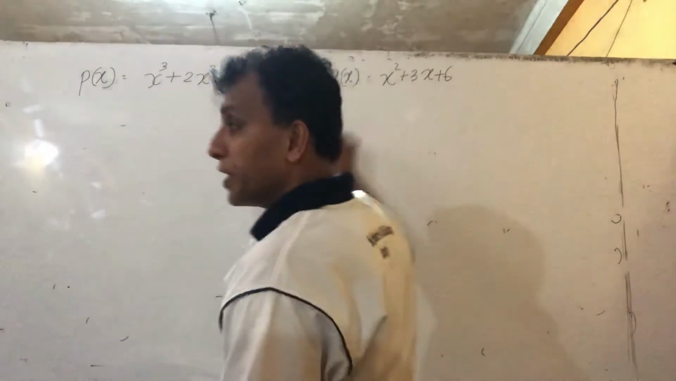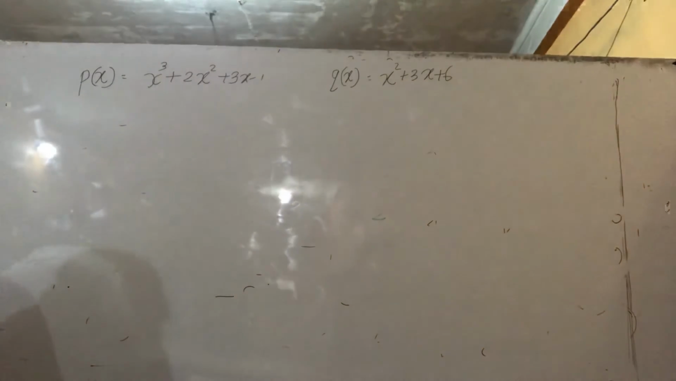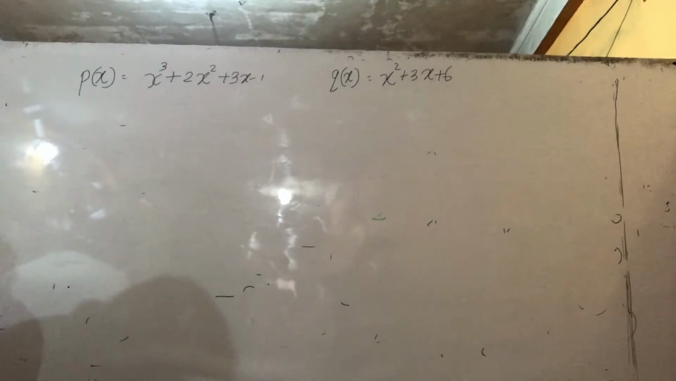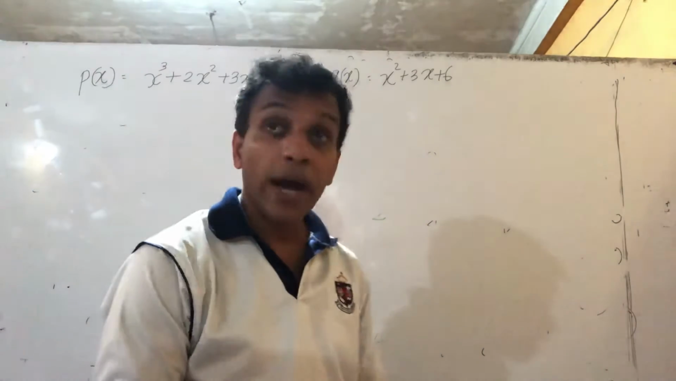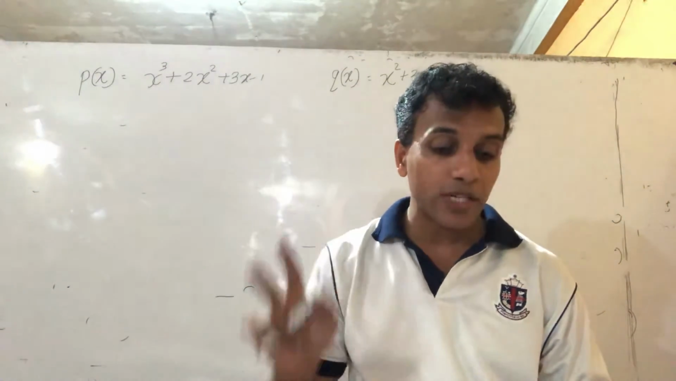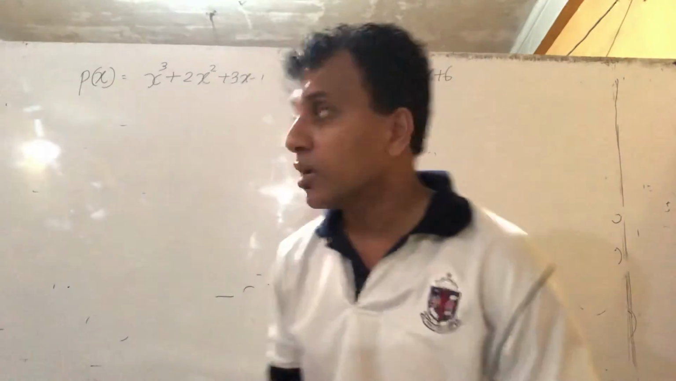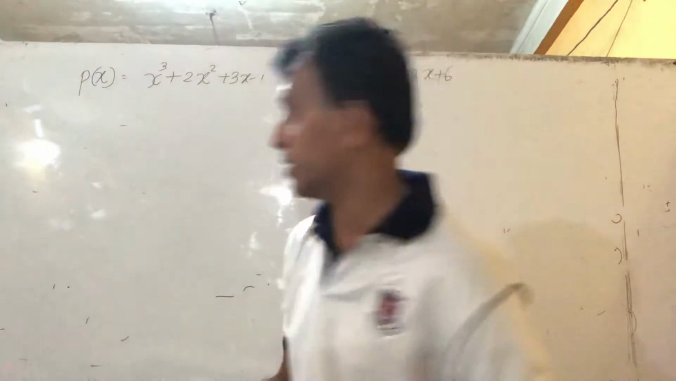This is a quadratic polynomial. That's a cubic polynomial, right? They said clearly two polynomials. Using the remainder theorem, what they say: find the remainder when P(x) is divided by x minus 1. Complete that. When P(x) is divided by x minus 1, what is the remainder?